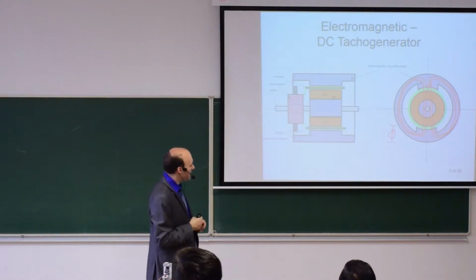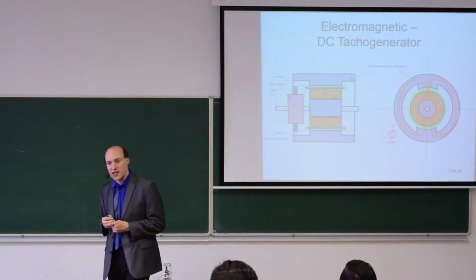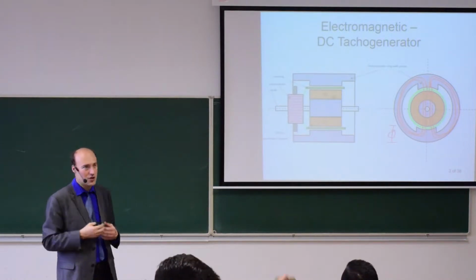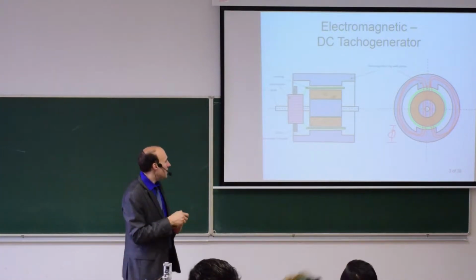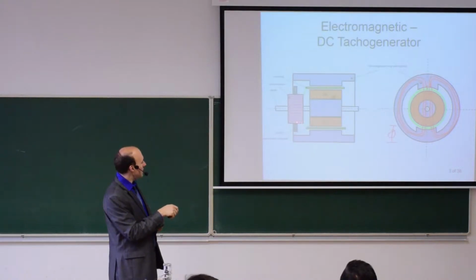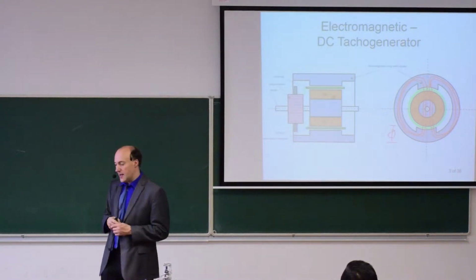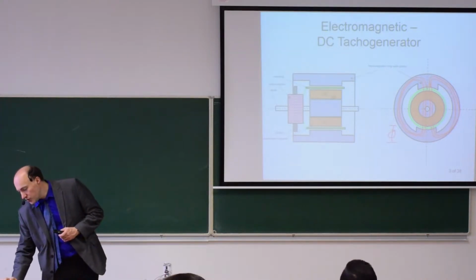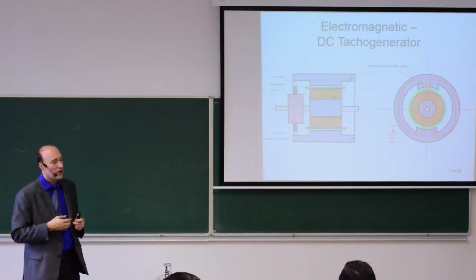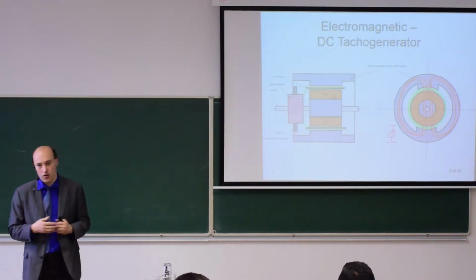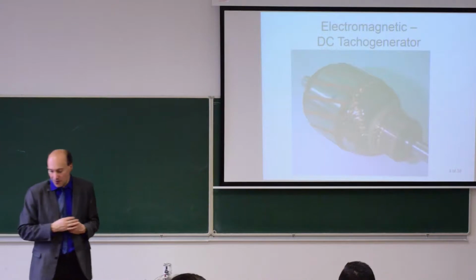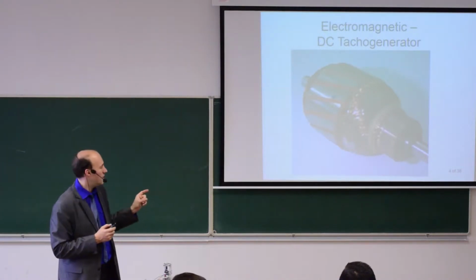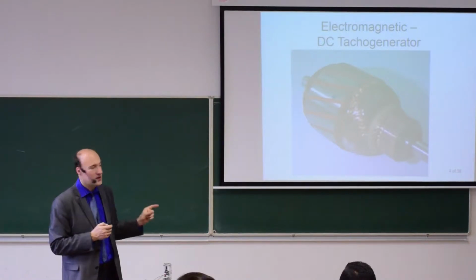And this means that the coil will see a variable magnetic flux, and therefore there will be an induced voltage that we can measure. This variable voltage from the coil is then connected to the commutator, and the commutator acts as a mechanical rectifier. We are not using one section of the coil, but we are using several sections. So here is an example of a rotor. This is a DC motor, but the construction of a tachogenerator is very similar.